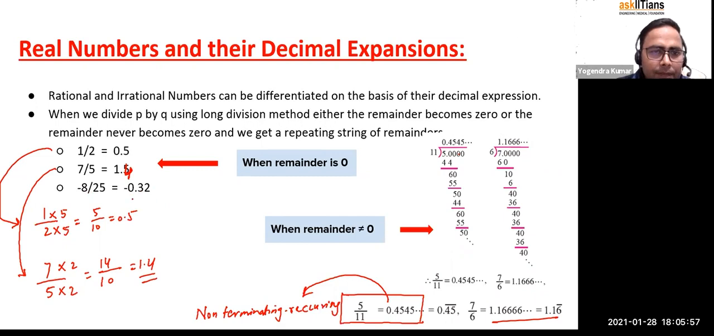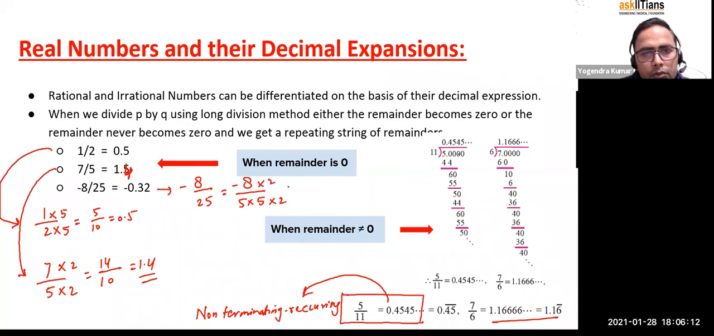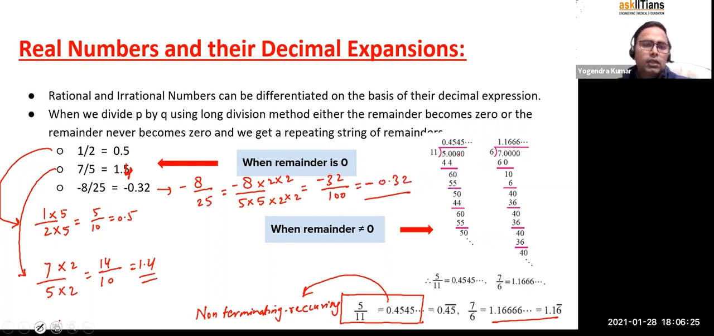And for a negative number like minus 8 divided by 25, what will we do? 25 is 5 into 5, so we need to multiply by 2 and 2 here. What we get here is minus 32 divided by 100. So what is it? Minus 0.32. Right, so this is how we are going to do these numbers. That's the main idea.